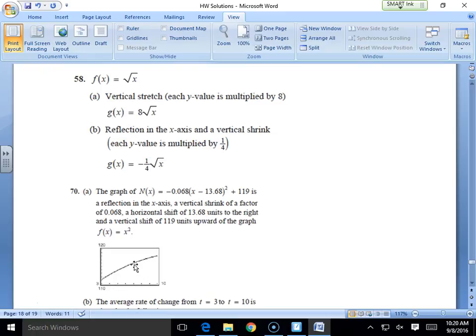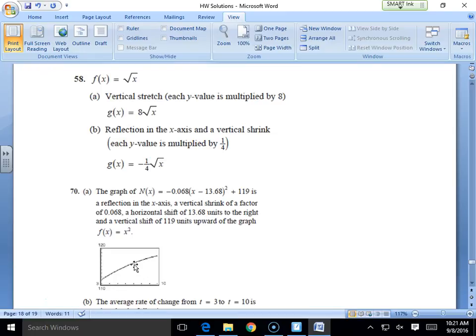Number 58. This one, I kind of like these ones because you take the words and you figure out what it looks like in math. Instead of having to write the long, you have to write the short. But anyway, vertical stretch, there should be an 8 on the outside. Reflection in the x-axis, but think through what that means. Vertical flip, right? You're going about the x, so it should be a negative on the outside. And vertical shrink by a factor of 1/4.